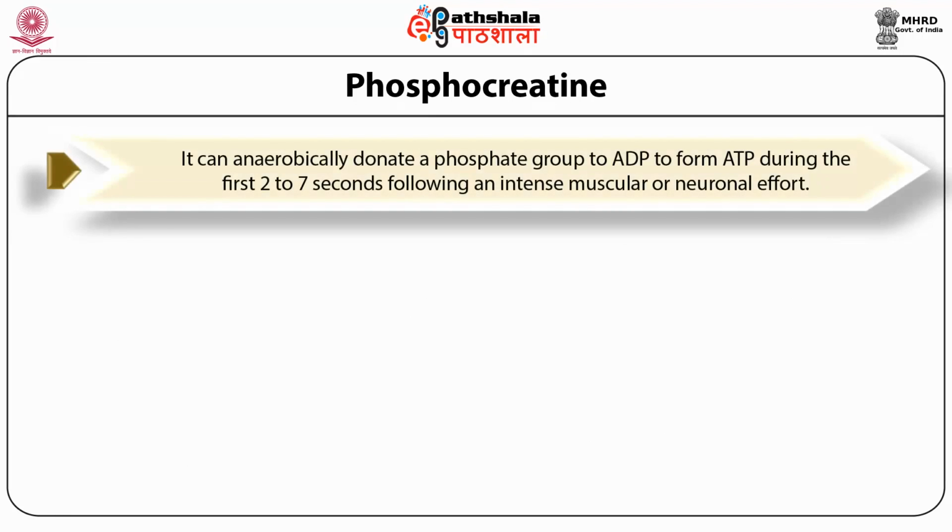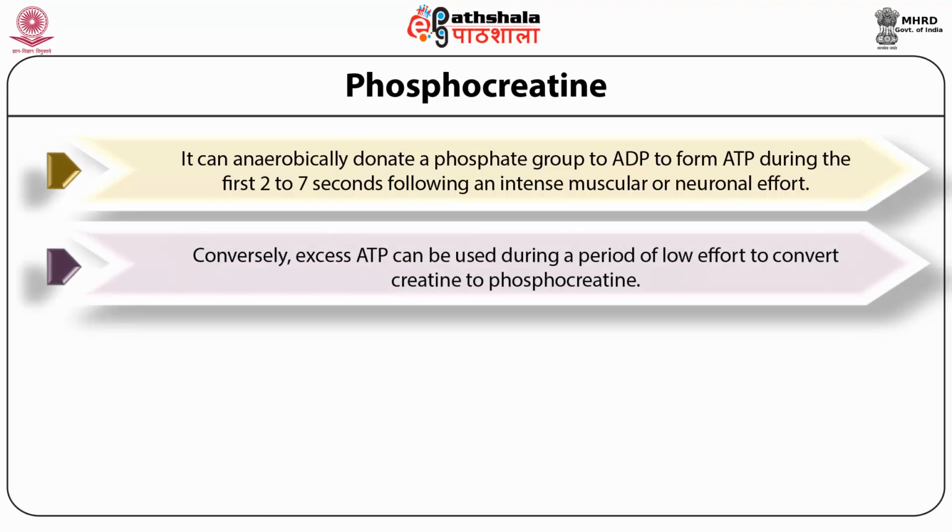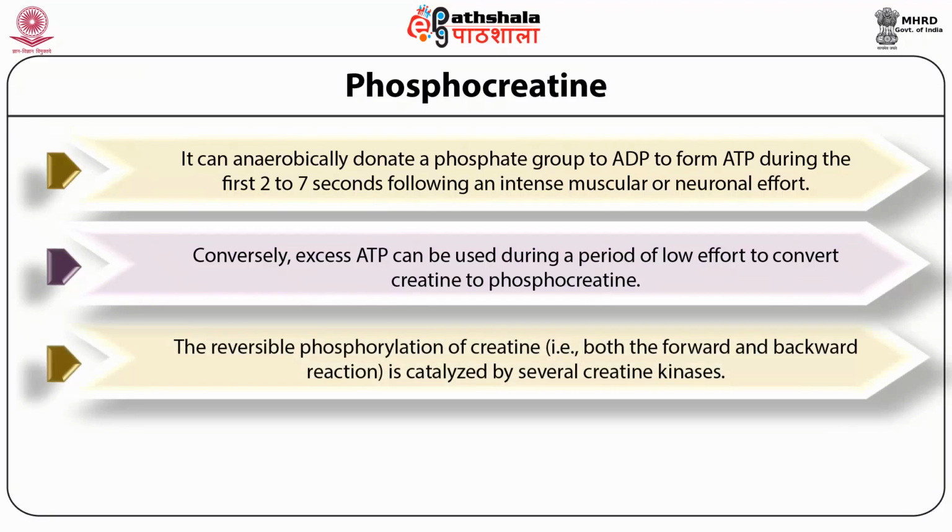It can anaerobically donate a phosphate group to ADP to form ATP during the first 2 to 7 seconds of intense muscular or neuronal effort. Therefore, you can say that phosphocreatine is important for muscle function. The excess ATP can be used during the period of low effort to convert creatine to phosphocreatine. The reversible phosphorylation of creatine is catalyzed by the enzyme creatine kinase.